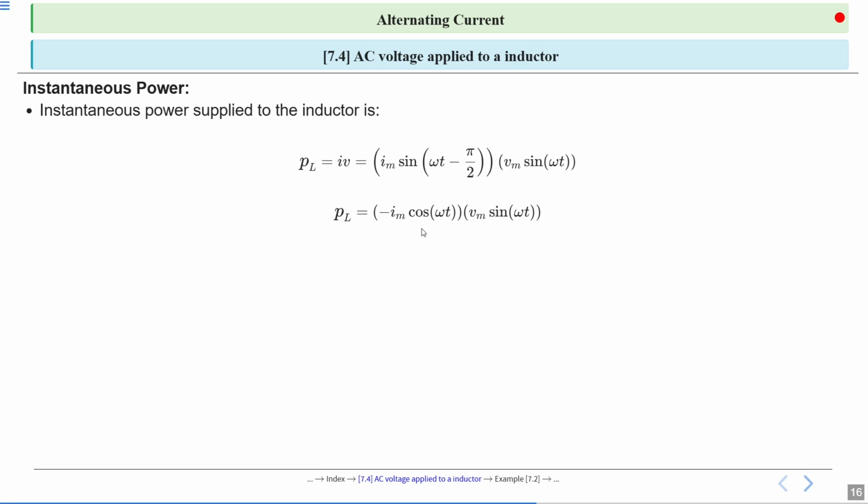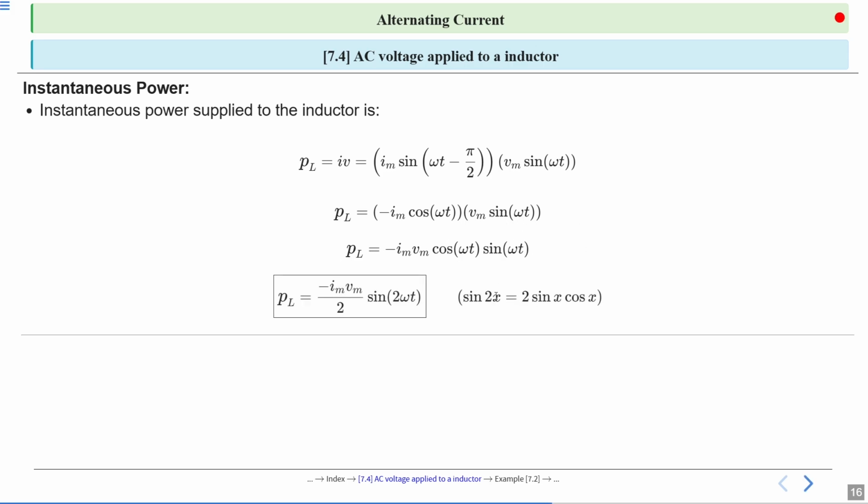So this will become minus Im cos omega t, Vm sin omega t. Okay, so PL is equal to minus Im Vm cos omega t sin omega t. Now we will use another trigonometry identity, that is the sin 2x double angle property. Sin 2x is equal to 2 sin x cos x.